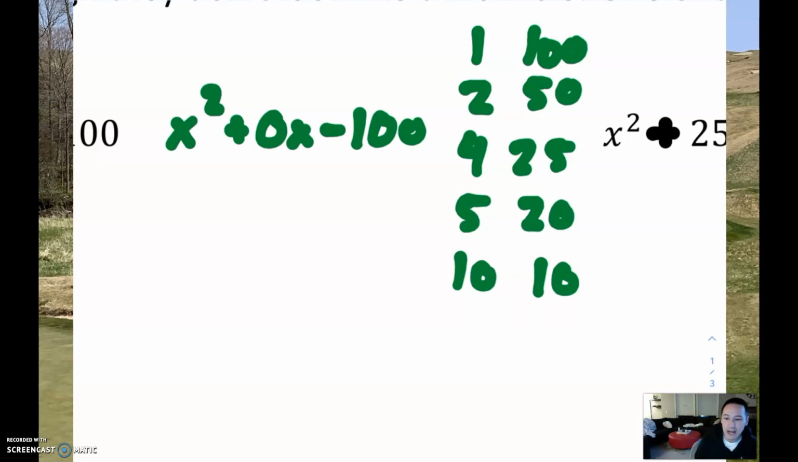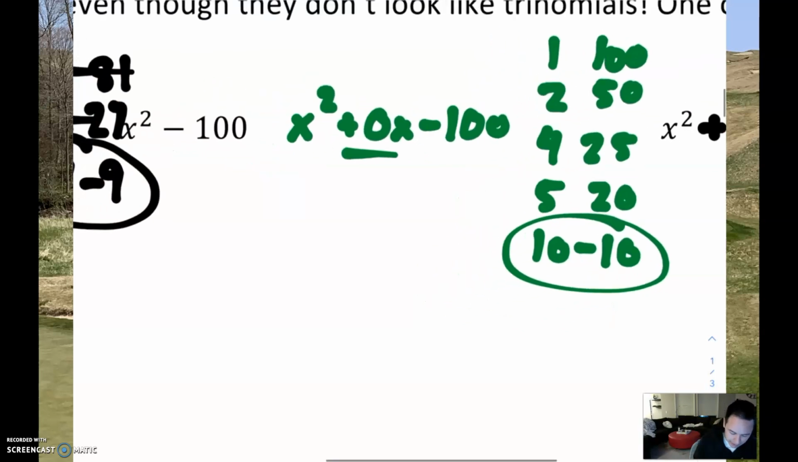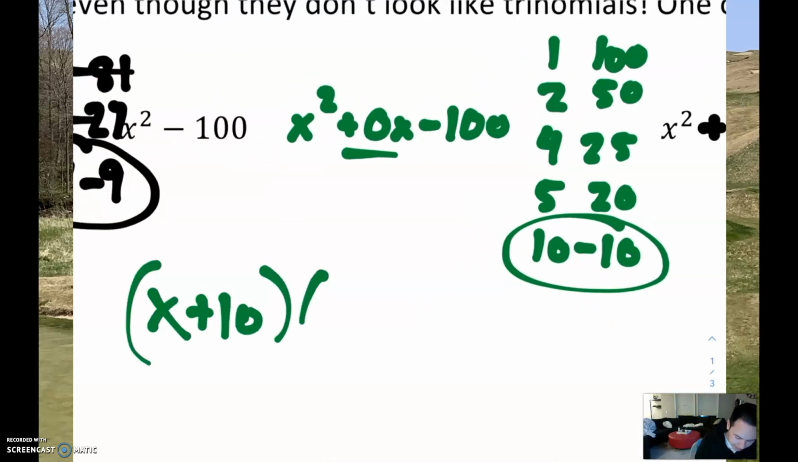And we have to find the combination that adds up to a 0. And that's right, it's going to be the 10 and the 10. In order to make it a 0, one of these has to be a negative. So let's put a negative on the second one. So your final factored answer would be x plus 10 times x minus 10.